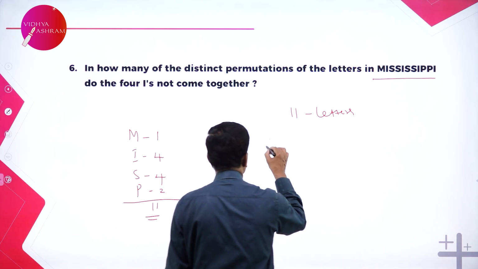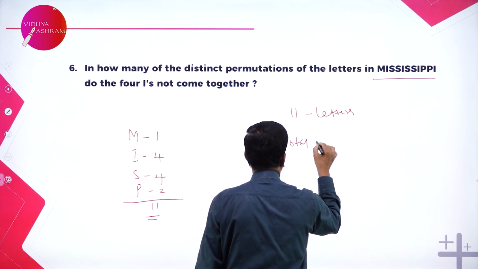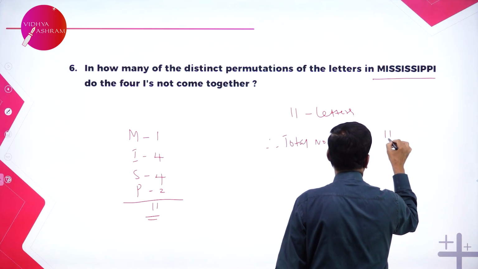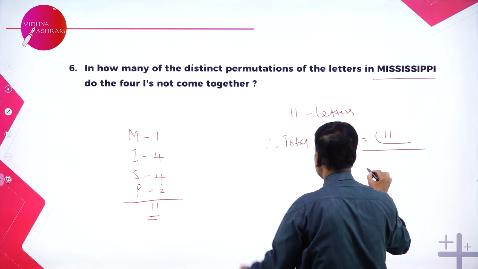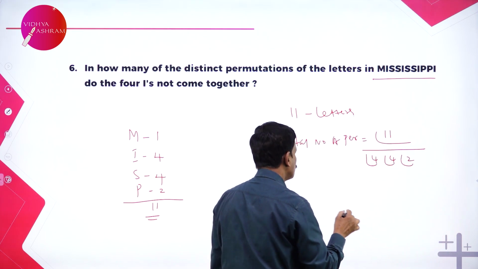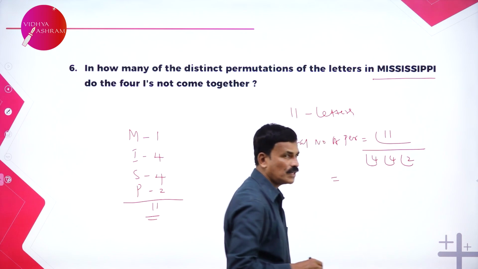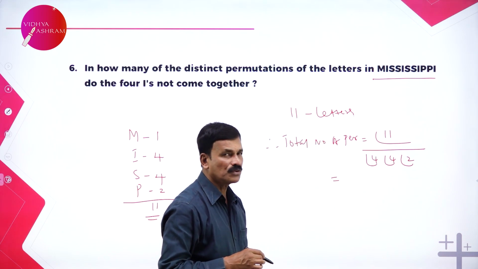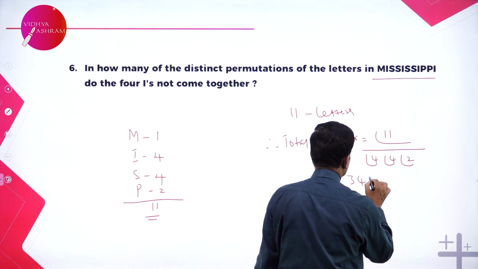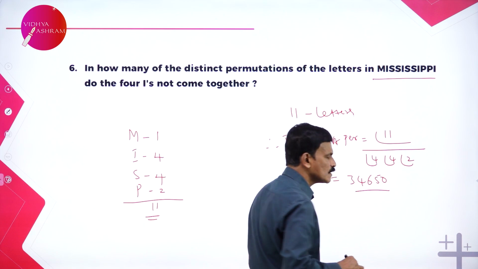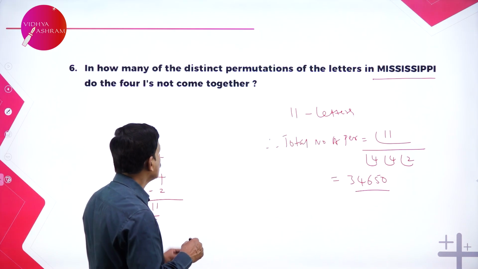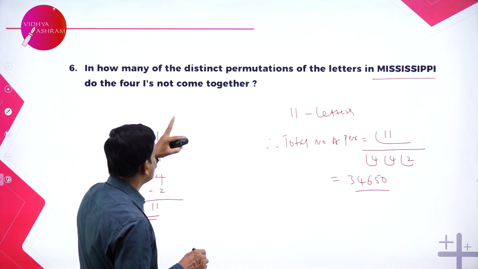So the total number of permutations is equal to 11 factorial divided by 4 factorial into 4 factorial into 2 factorial into 1. If you simplify this, 11 factorial divided by 4 factorial into 4 factorial into 2 factorial, this is equal to 34650. Okay. Now next condition. What is the condition? The 4 I's not come together.